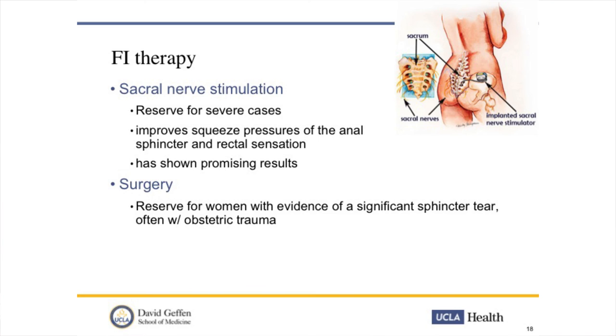Surgery is not the last thing, but we try to reserve it for the really severe cases. The idea of surgery is you want to repair that sphincter or create a new sphincter, a neosphincter. It works best for women who have evidence of significant sphincter tear, often again due to obstetric trauma.